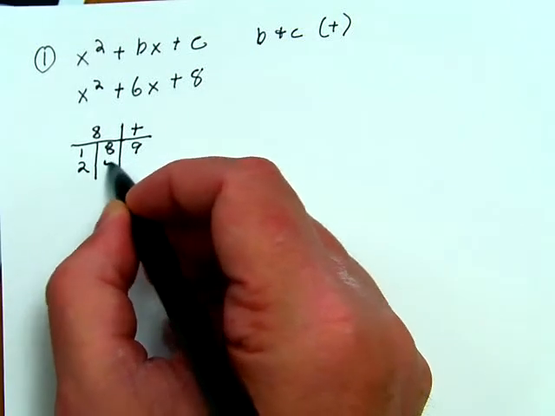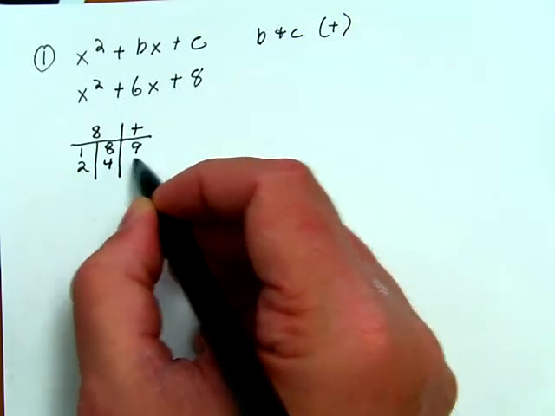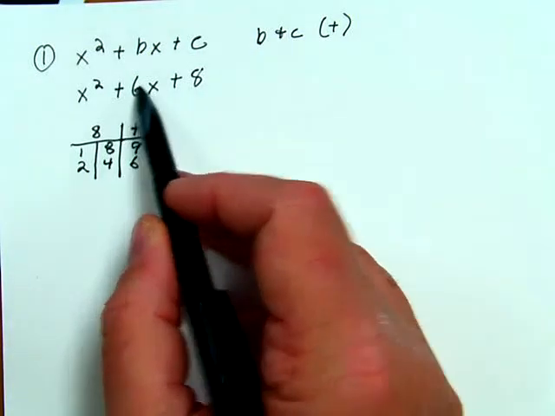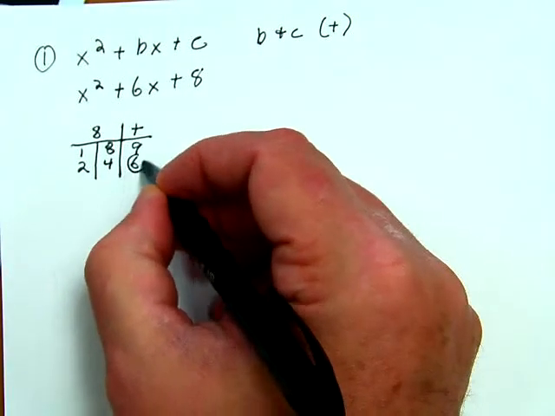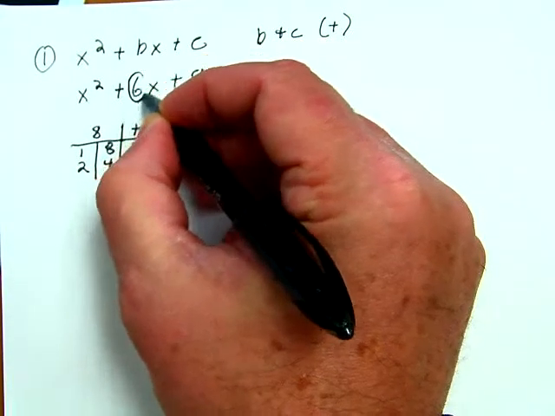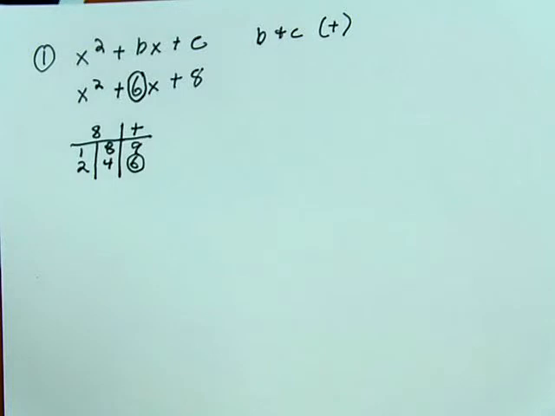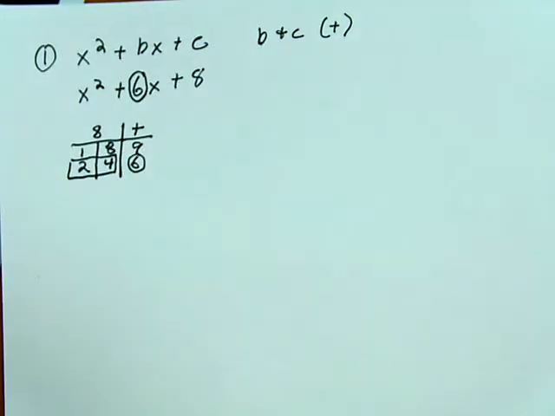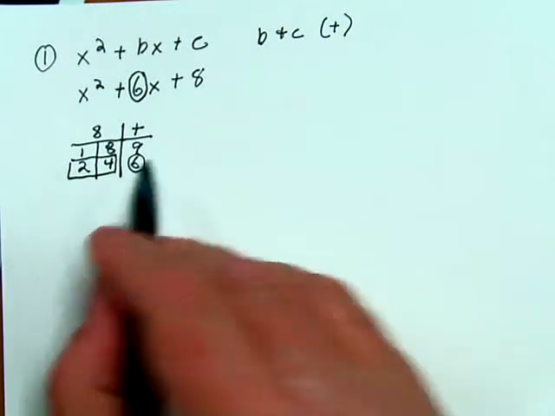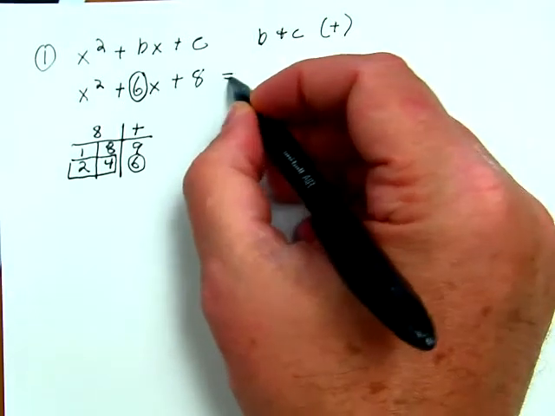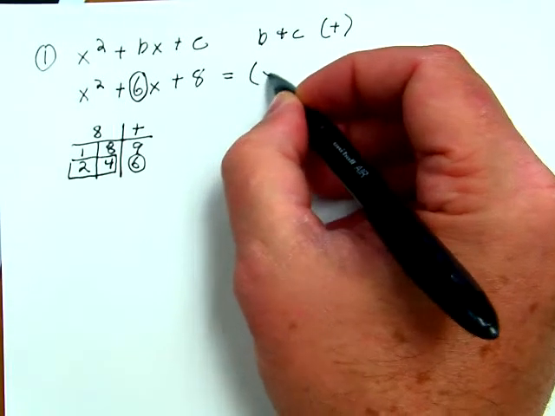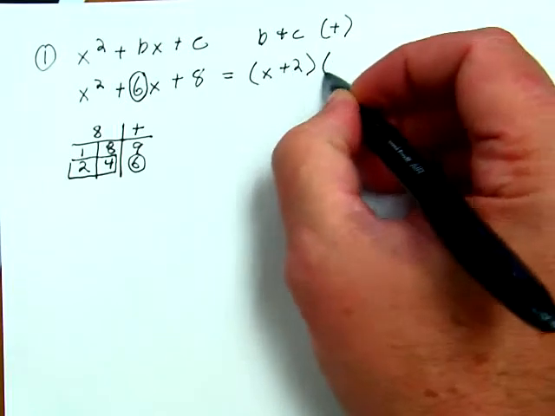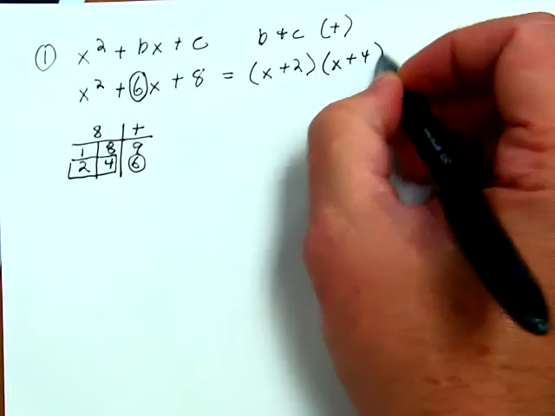Let's say 2 and 4. 2 and 4 added together give me 6. Is 6 the coefficient of the middle term? Yes, it is. So that is the correct pair of numbers that I want to use. And when I find that correct pair, I can then say that this is factored to x plus 2 and x plus 4.